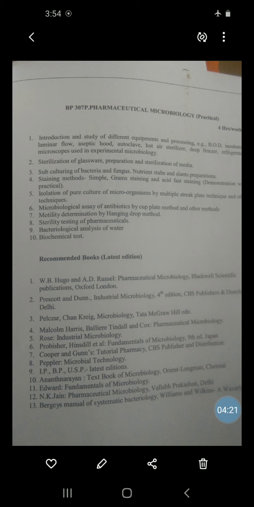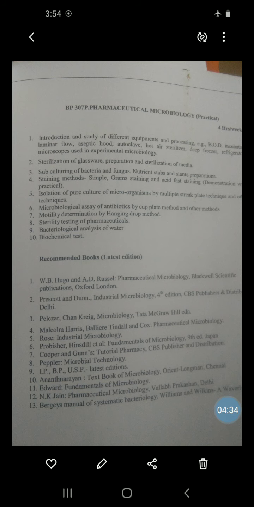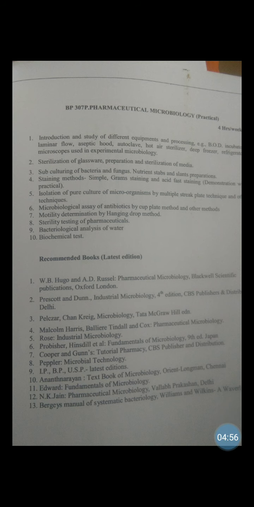Carbol fuchsin contains 5% phenol, which plays an important role as a chemical intensifier and assists in penetration. Heat also helps, and the stain so penetrated is retained against the decolorizer. The aim of this experiment is to study the morphology of bacteria by acid fast staining, or the Ziehl-Neelsen staining. Then we will see the requirements of this practical.